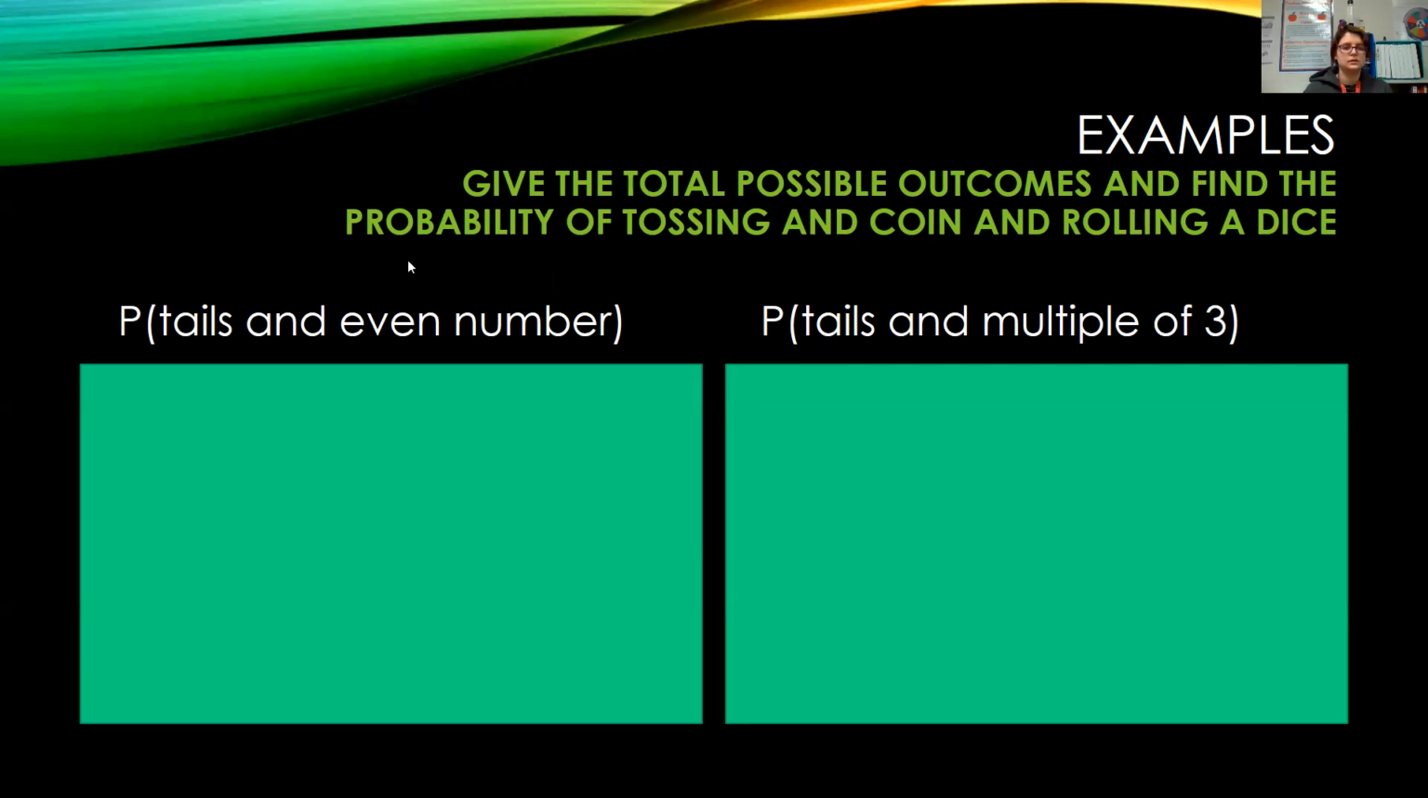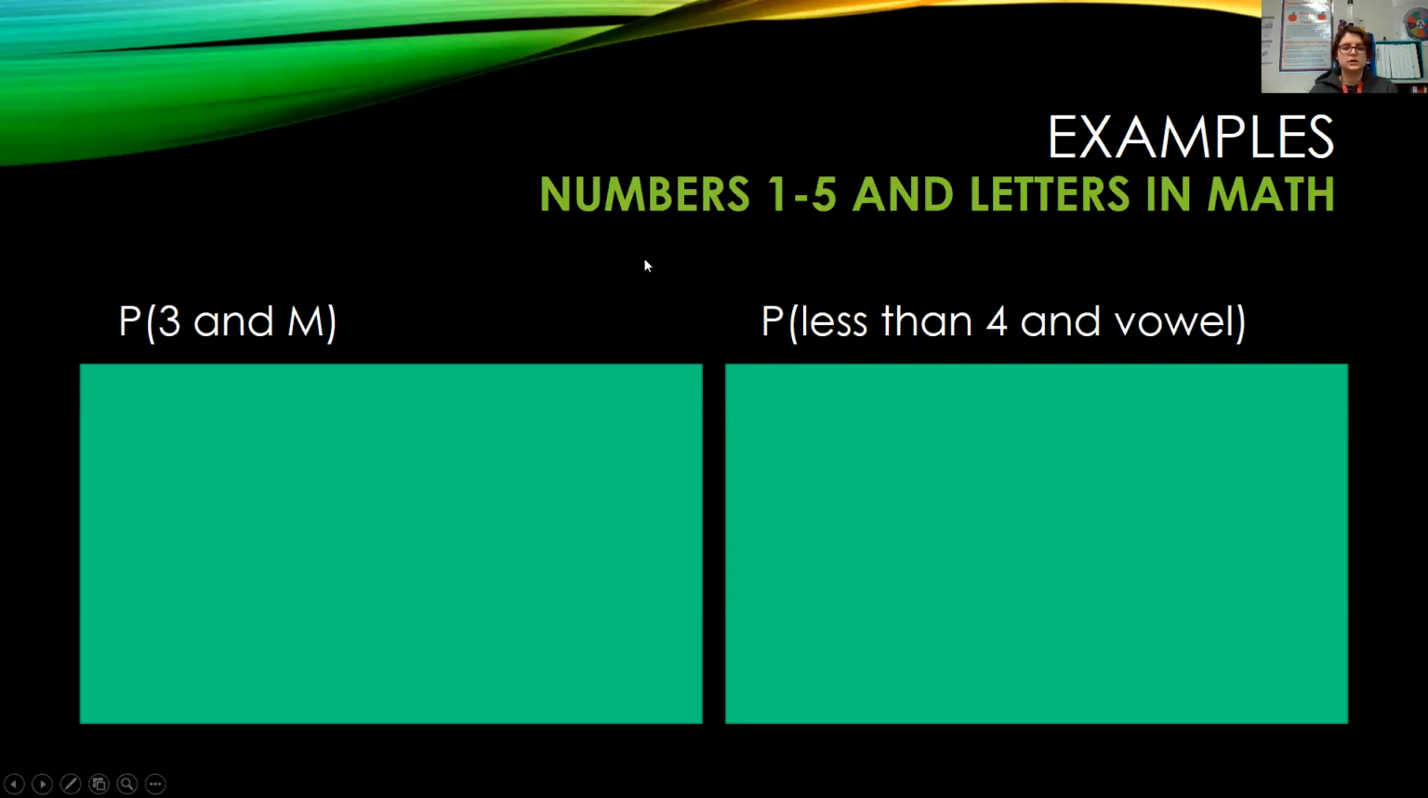Okay, let's look at our next set of examples. We're using the numbers 1 through 5 and the letters in MATH. So the numbers 1 through 5, that's 5 possible numbers. My fundamental counting principle: we have 5 times the letters in MATH. There's 1, 2, 3, 4. 5 times 4 tells us there are 20 possible outcomes for picking one number and one letter.